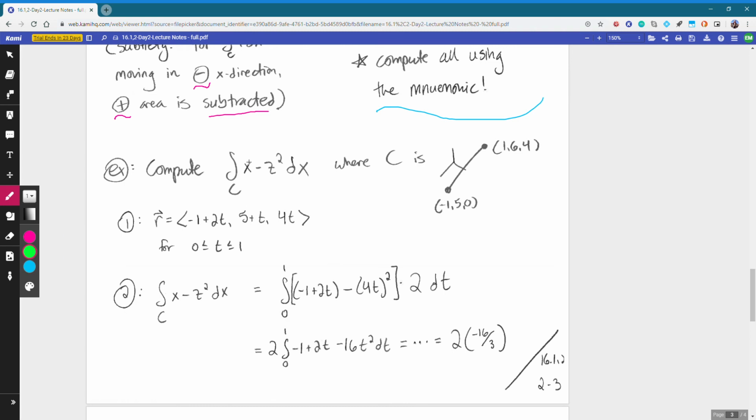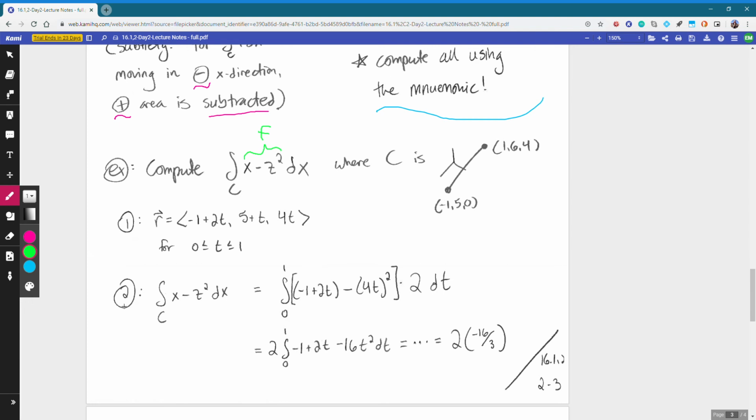Here again, we're looking at adding up the same function information along our curve, the line segment from -1,5,0 to 1,6,4. And here we can use our exact same parametrization as we had initially. Here I'm just copying and pasting from our work before.